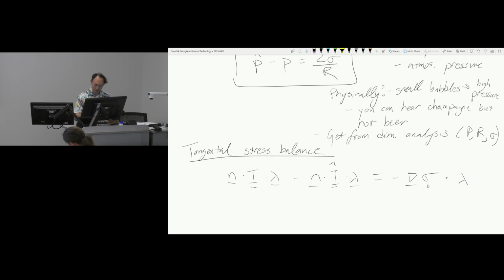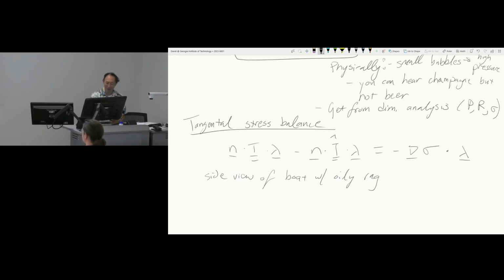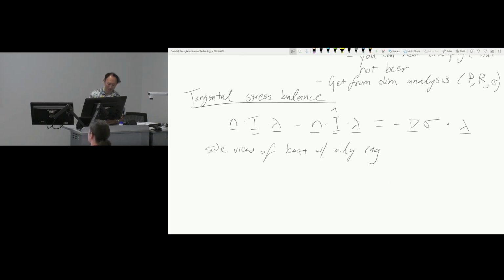Oops. All right, so for the homework, you're going to use this version. This is the tangential stress balance. Imagine this is a side view of a boat with the oily rag. There's probably a Mythbusters on this problem, but basically, if you are in the middle of a lake, this is a side view of your boat. Generally, you have sigma. So this would be clean water.